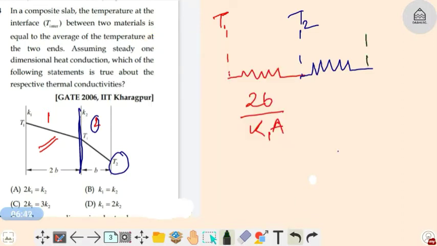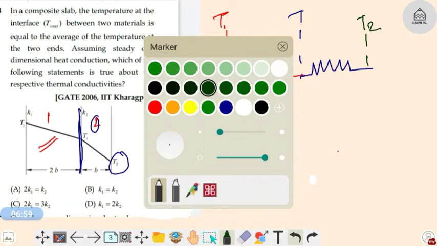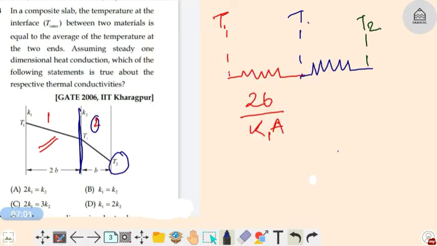So this is T2. Okay, let's suppose, as both of them we have written T2, let's make it interface Ti. Okay, so now this is Ti, this is T2, and this is T1.